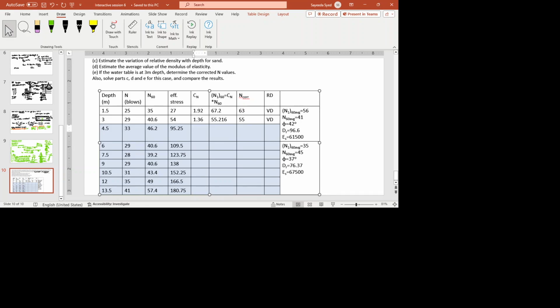Okay, so this is the effective stress now. Let's calculate the values of Cn. Cn will be same for the top two. Here it will be 100 divided by 95.25 under root, 1.024.